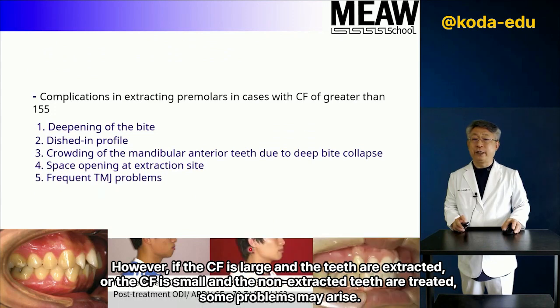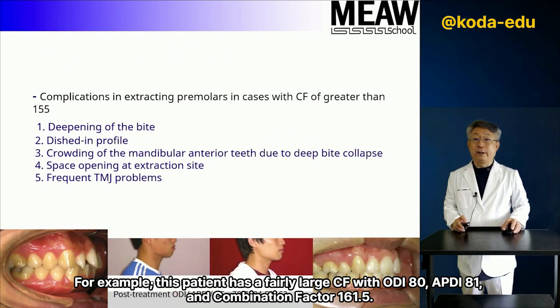However, if the CF is large and the teeth are extracted, or the CF is small and the teeth are treated without extraction, some problems may arise. For example, this patient has an ODI of 80, an APDI of 81, and a combination factor of 161.5.